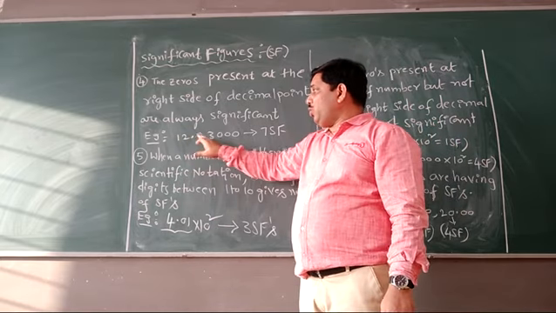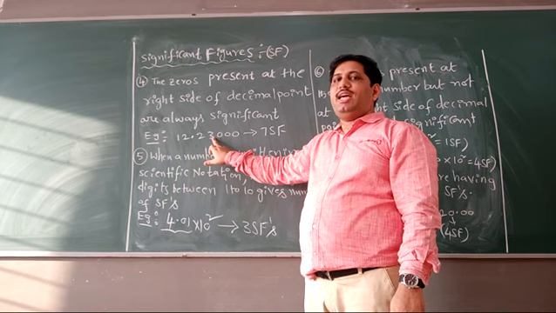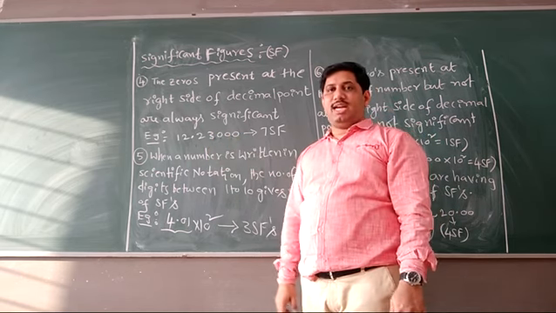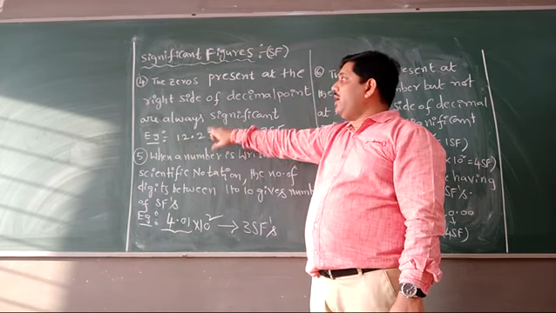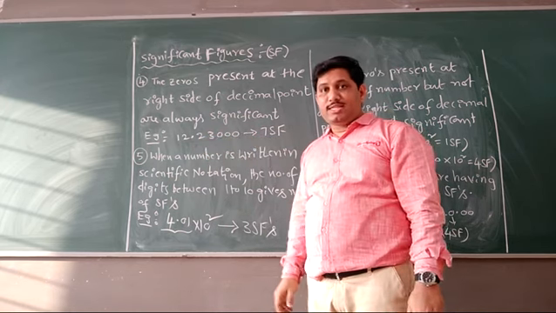And 1, 2, 2, 3, these 4 numbers are non-zero digits. These are obviously significant. 4 plus 3, 7. 7 significant figures are present. All the non-zero digits are significant. According to rule number 4, the zeros present at the right side of the decimal point are always significant.